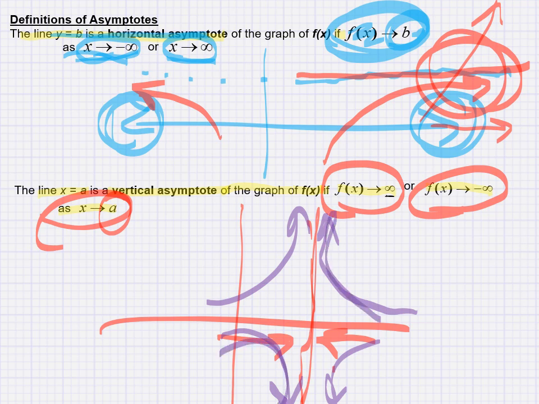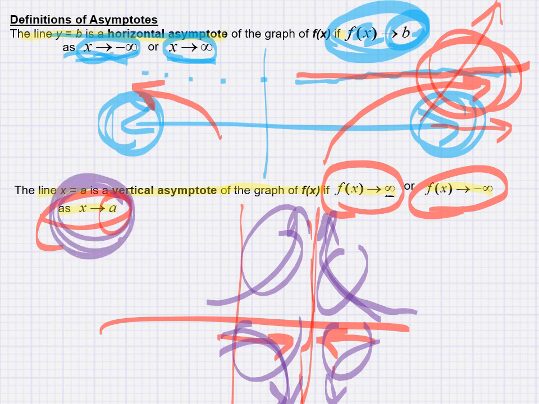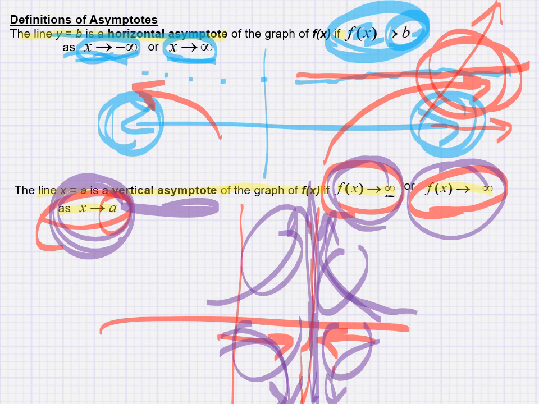Which one of these options you have changes for each function, but the idea is x is getting closer to a constant, which means x is getting closer to some value here, so place a vertical line here, and then as the y value is evaluated, the y value will either go to positive or negative infinity. And that's what defines a vertical asymptote. And these really affect the behavior of the function.